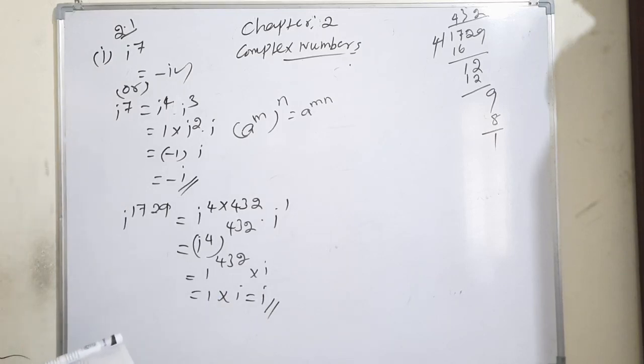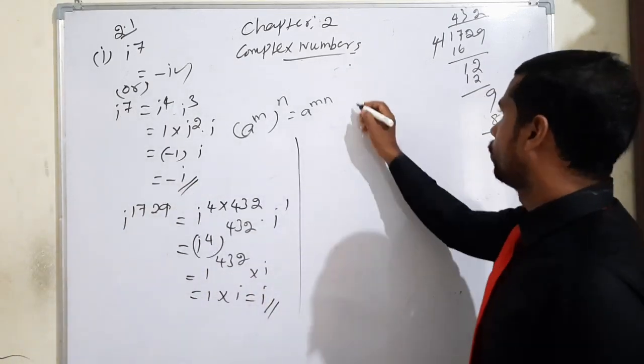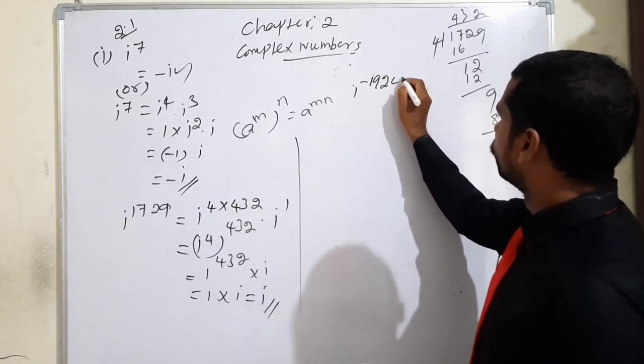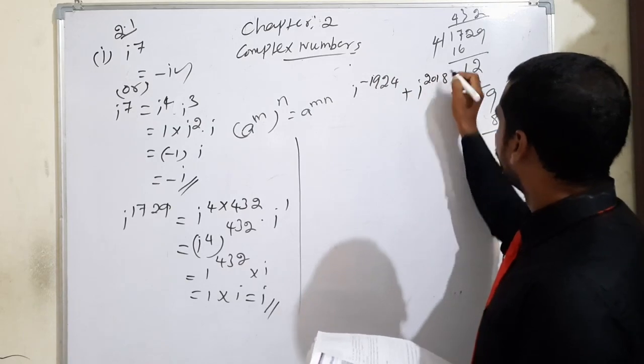Okay, I am moving to subdivision 3. What is the question? Subdivision 3. Two terms are there, isn't it? i to the power minus 1924 plus i to the power 2018.